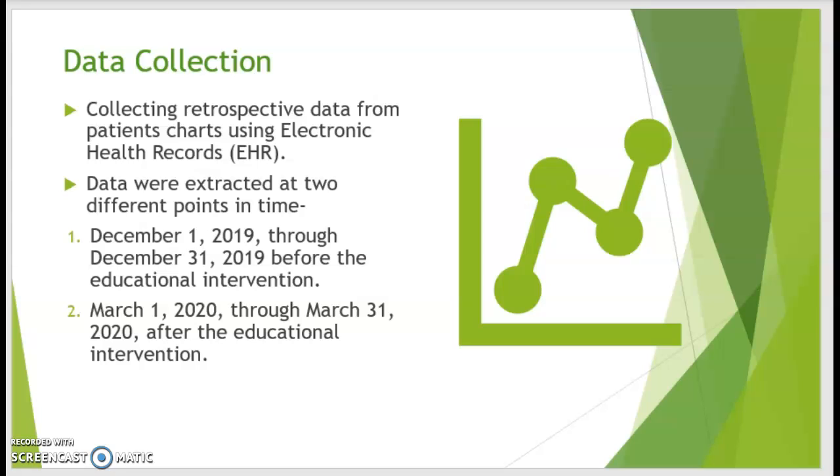This DMP project included collecting data using electronic health records. The hospital organizational guidelines, including obtaining permission from the governance board to access patient data, were followed. An electronic health record software program, along with the help of a data abstractor, allowed the patient data to be collected efficiently and confidentially. Chart data were extracted at 2 different time points. The first time point was December of 2019, the second time point, March of 2020.